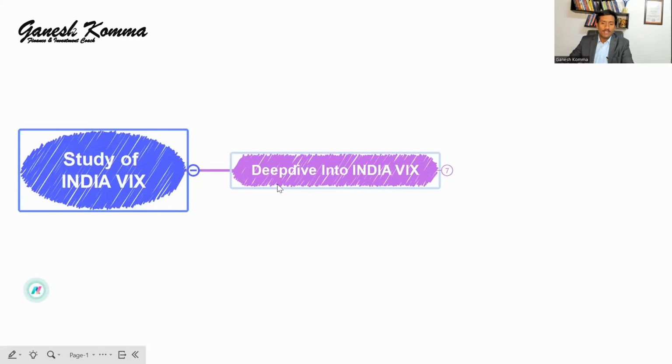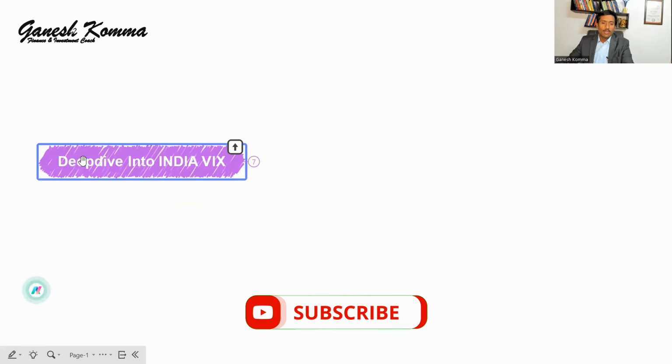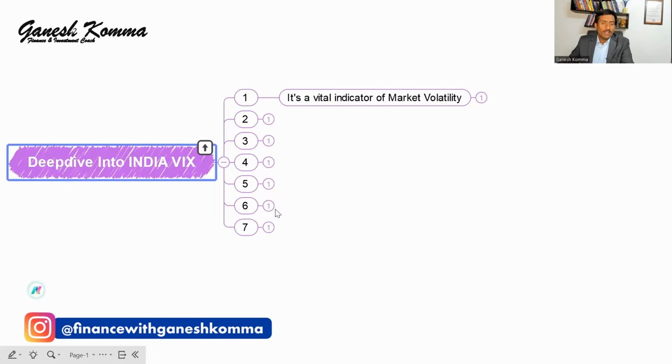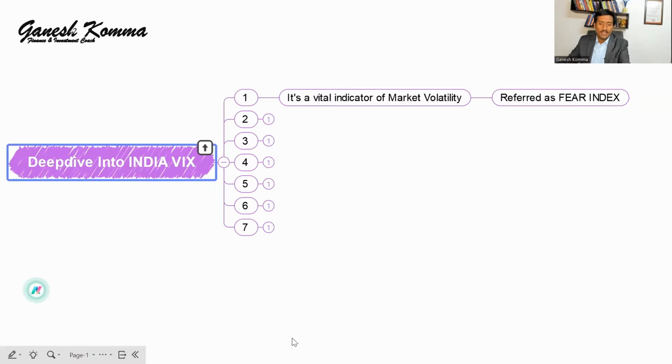The study of India VIX. Let's deep dive into India VIX, which is the India Volatility Index. First thing, yes, this is a vital indicator of market volatility. It gives you the momentum of the market, either on the upward journey, the downward journey, or the sideways journey, for the next 30 days. And this is also called the fear index. It is generally referred to as the fear index. What is the fear in the market? Is this a conducive market? Is there something we need to be more cautious about?